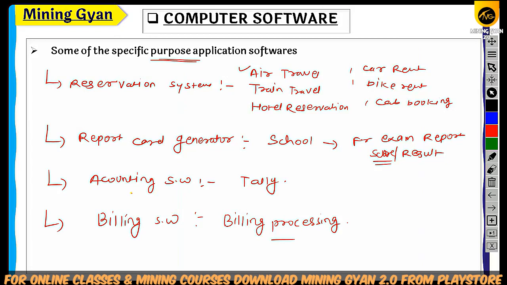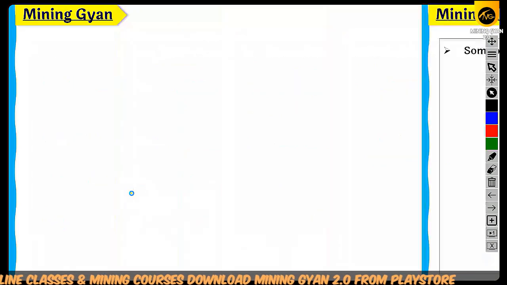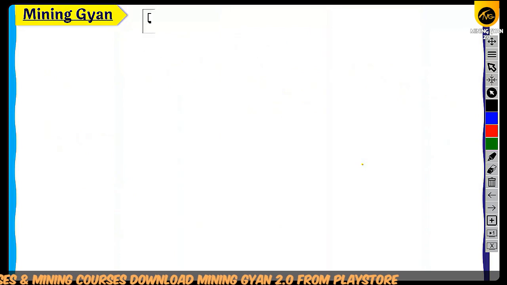So these are the system software, application software, and programming software. Now the last thing is utilities. There are some utilities used as software. So these are also another kind of software.